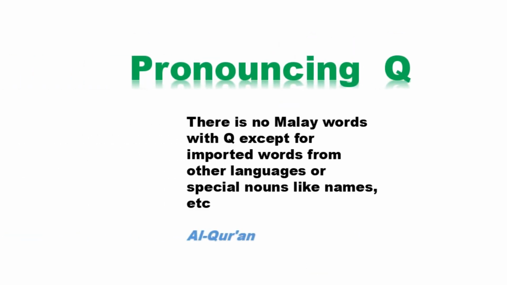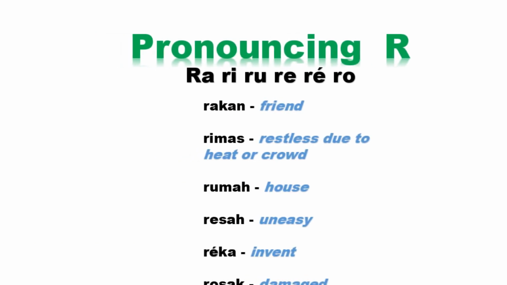Pronouncing Q. For Q, there is no Malay words with Q except for imported words from other languages or special nouns like names, etc. Here, an example is Al-Quran. Pronouncing R. For R, ra, ri, ru, ro. Rakan, rimas, rumah, resah, reka, rosak.